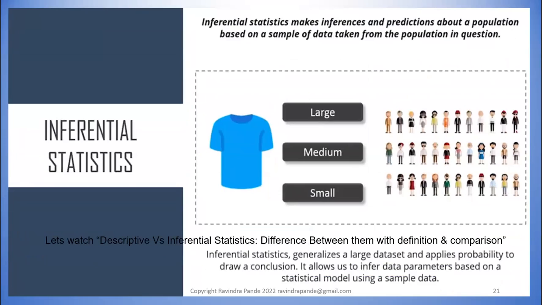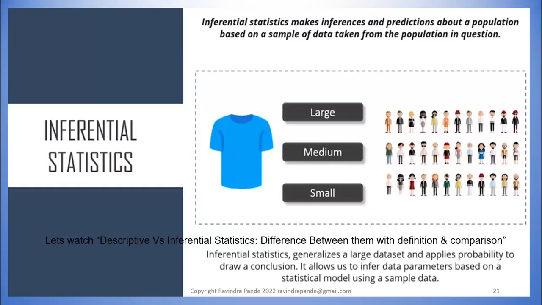Inferential statistics makes inferences and predictions about a population based on a sample of data taken from the population. So when you talk about the t-shirt example we discussed earlier, like how many large, medium, or small t-shirts I need to order for a given class. Now here, when I try to make a statement, when I try to infer something, I try to basically categorize the population based on some samples, based on some conditions I have created to categorize that population.